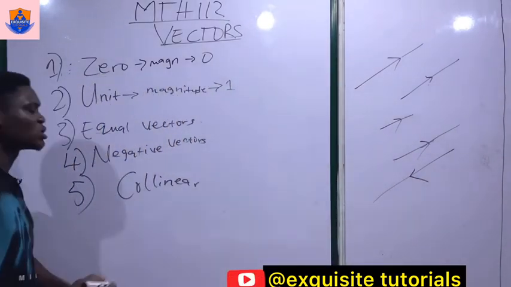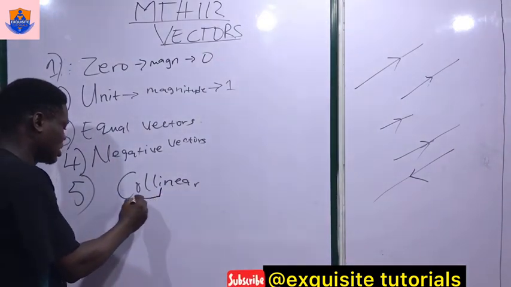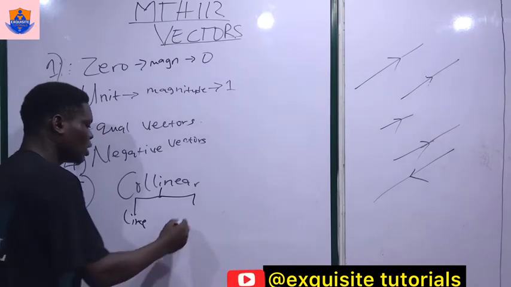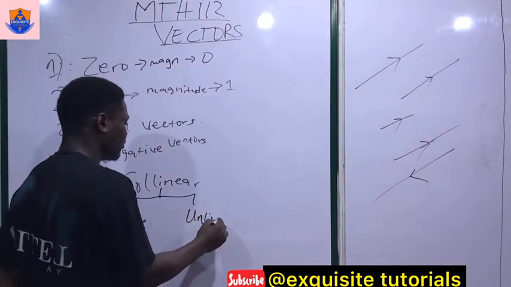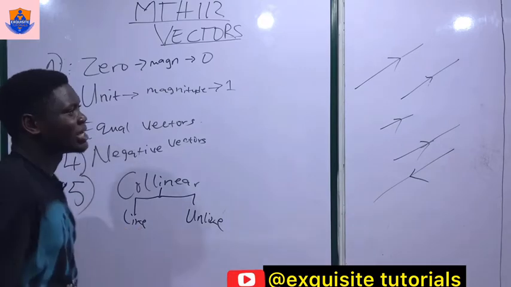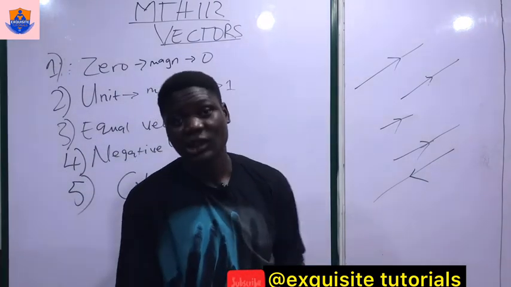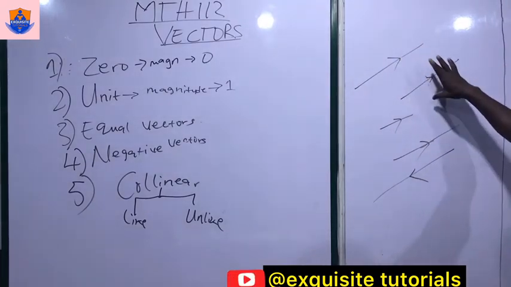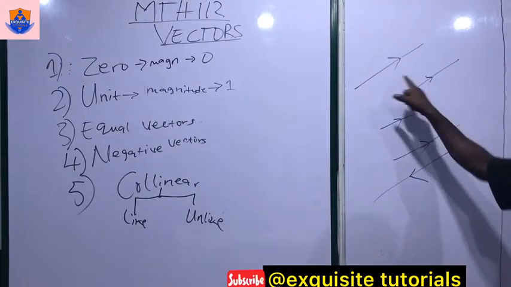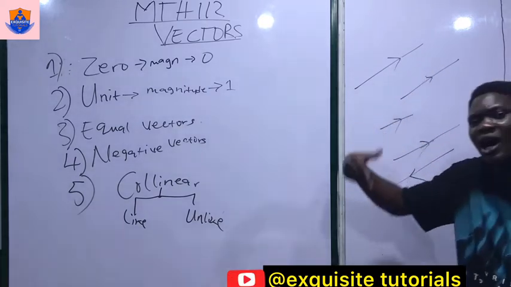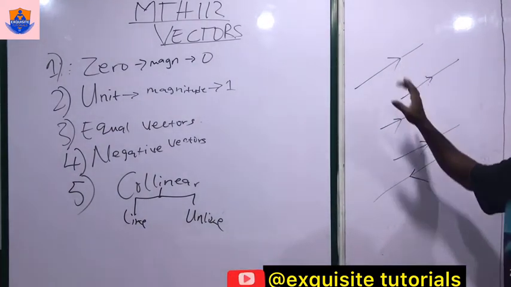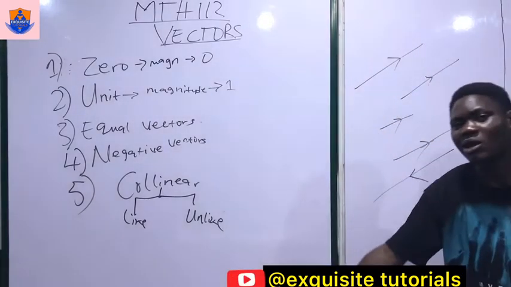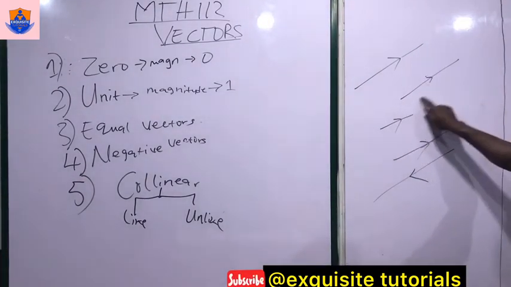Now, collinear vectors are divided into two. We have the like vectors and we have the unlike vectors. As the word implies, like vectors are vectors that look alike, in the sense that they are moving towards the same direction, meaning they are parallel. They may or may not have the same magnitude, but they are moving towards the same direction.